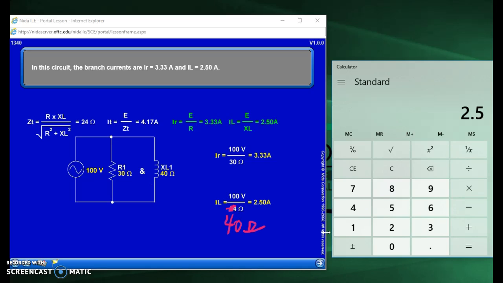So right answer, just happened to have the wrong value down here, and it happens. What they did was they popped in this value, which is our Z total, rather than the value of XL1. It happens to all of us, just food for thought, and a good way of making sure we know what we're doing. All right, so let's move to the next slide.